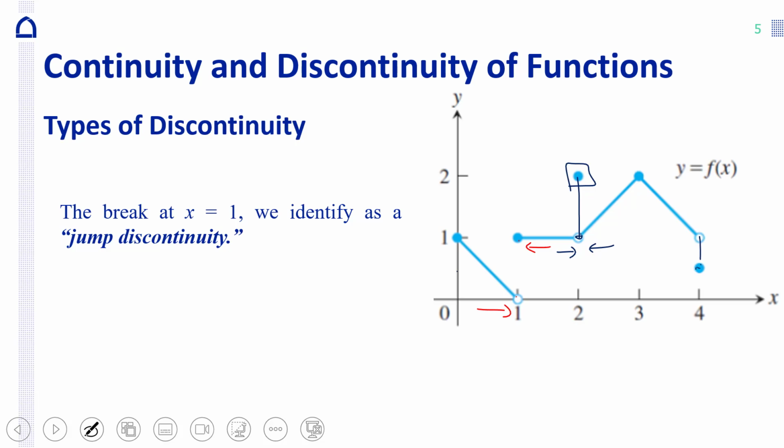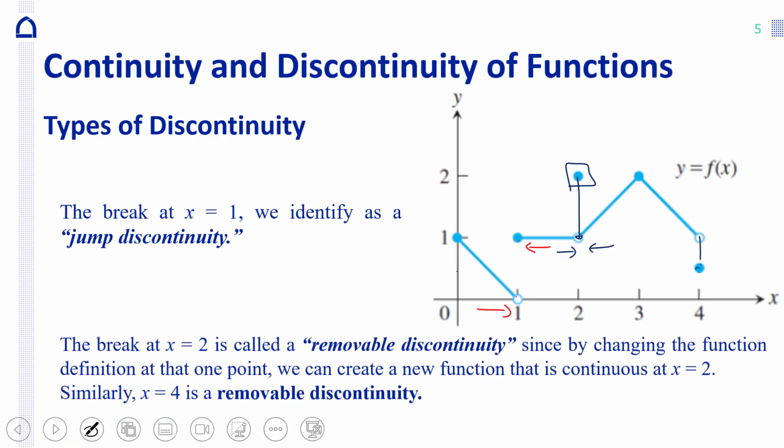Okay. So as I said, at x equal to 1, we have a jump discontinuity, which we cannot fix. But in the other two, we can remove the discontinuity, so you call it a removable discontinuity, by redefining the function at the value of the discontinuity to equal the limit of the function at this value.